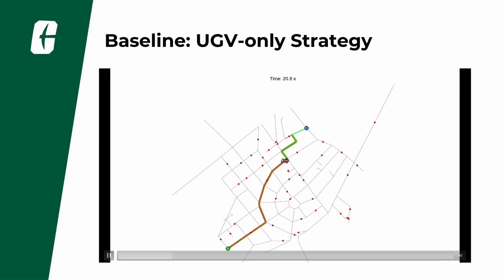The UGV starts as a blue dot and needs to reach the green dot. The brown part is the candidate shortest path for the UGV. Any time the UGV reaches a damaged point, it needs to reroute and find a new candidate path. For this strategy, the total time the UGV needs to reach the destination is about 130 seconds.